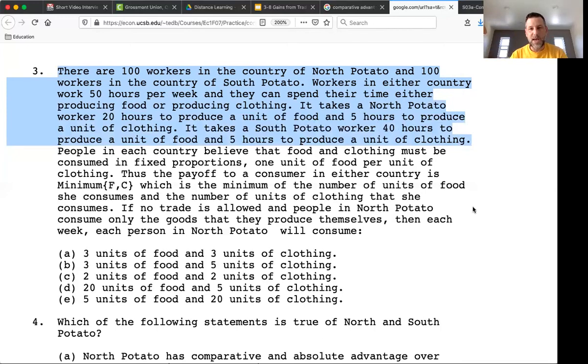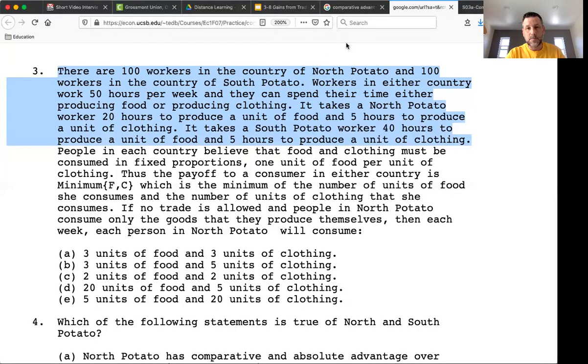And for North Potato, it takes a worker 20 hours to produce a unit of food. So remember, these are number of hours to produce. Or they can do 5 hours to do a unit of clothing. And South Potato is 40 and 5. All right.